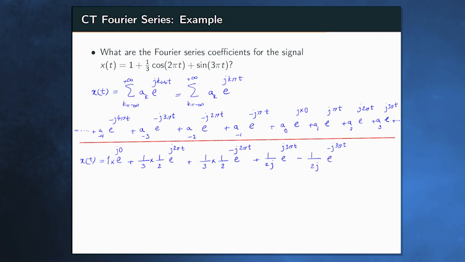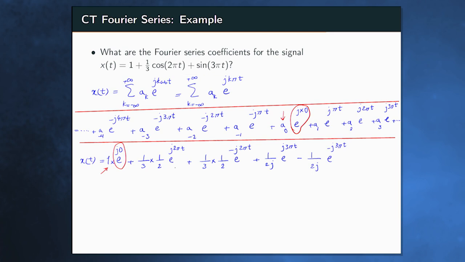And then our job is to compare these two and then extract the coefficients. Okay, so I see this exponential in the given x of t, and I have it in here for the generic synthesis equation that I have for any x of t. So whatever I see in here for the coefficient of e to the j0 is going to be my a sub 0. With that, I have the value of a sub 0, which is equal to 1.